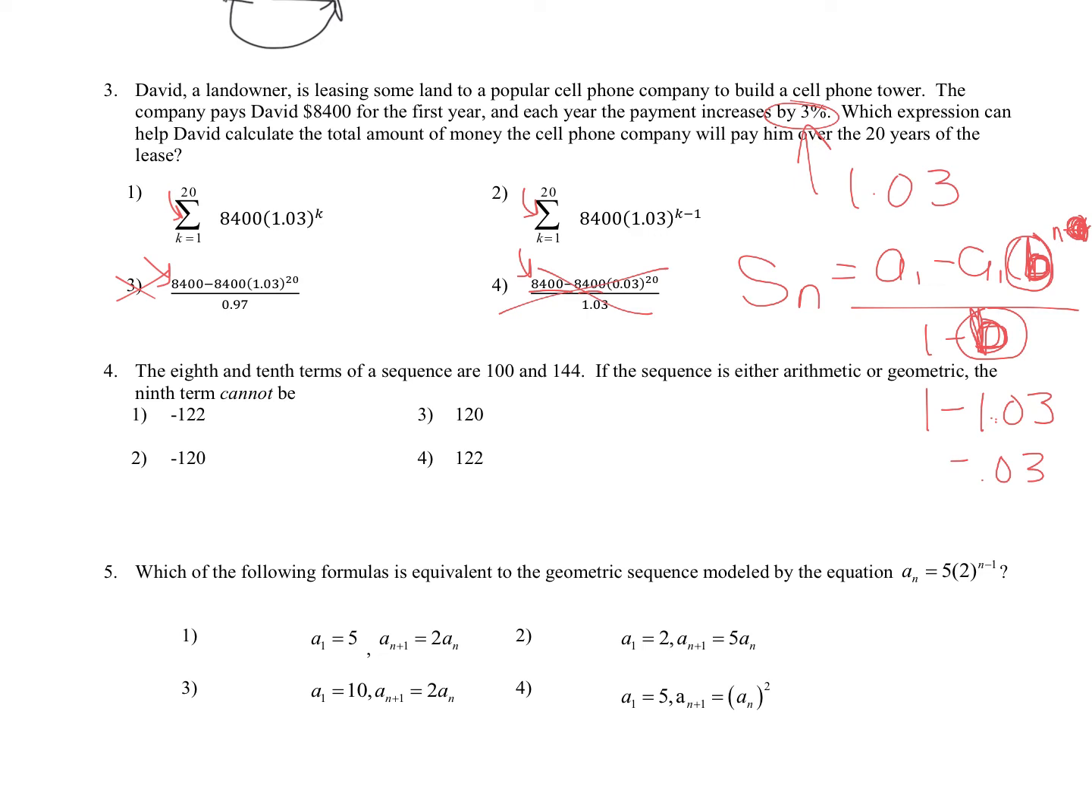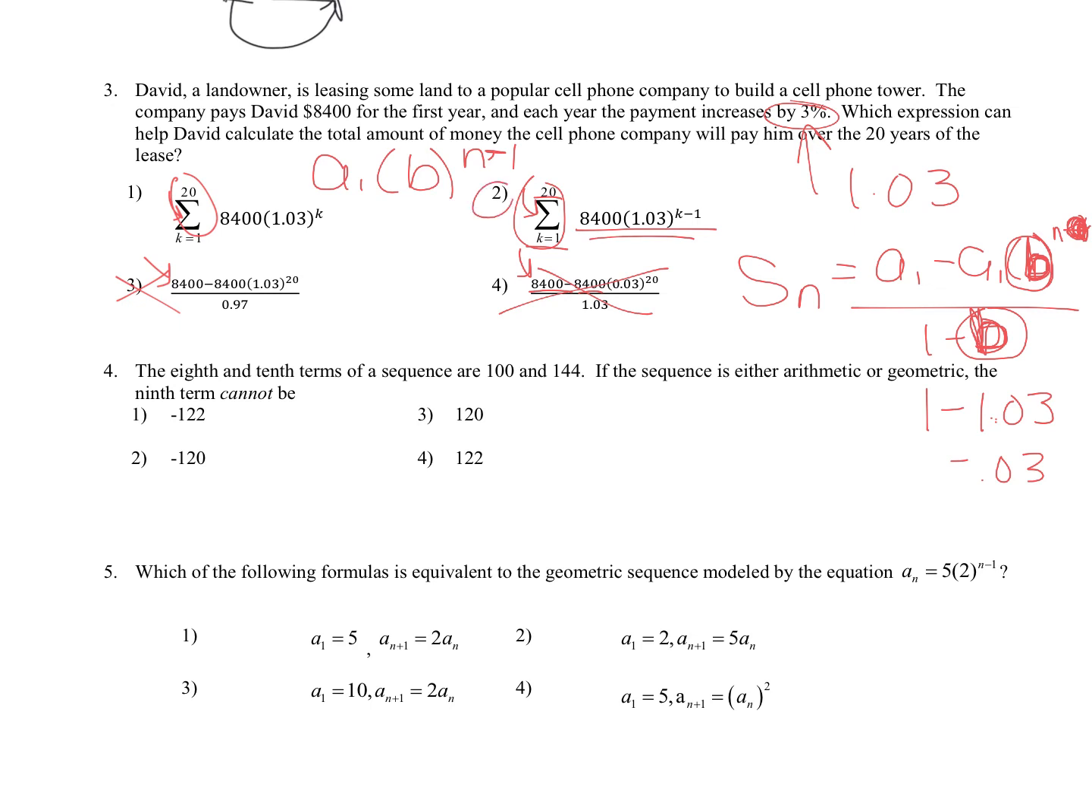Moving up to the sigmas, we want to sum from the 1st to 20th year, so that looks good. That's what we start with and the year we end. We want to use our a sub n formula, which is a sub 1 times b to the n minus 1 next to the sigma, which looks like here, except we're using the variable k. So that is choice 2.